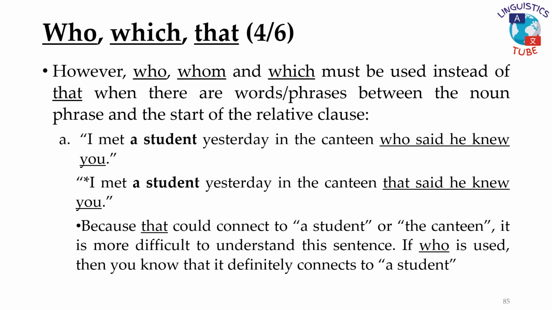So, if who is used, then the listener knows that it definitely connects to a student and not the canteen. Without it, the listener must use other grammatical information to understand the sentence, which slows down the speed at which the listener can understand it.